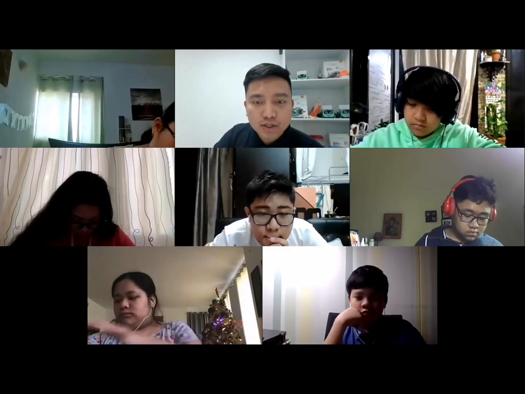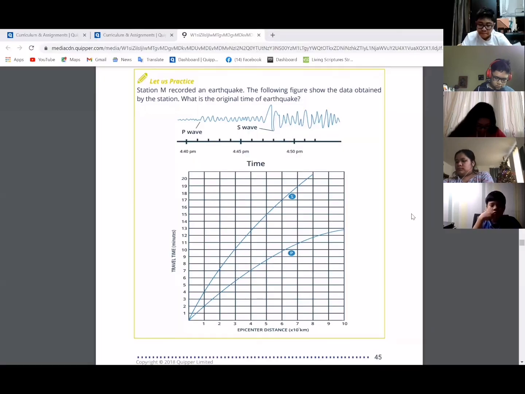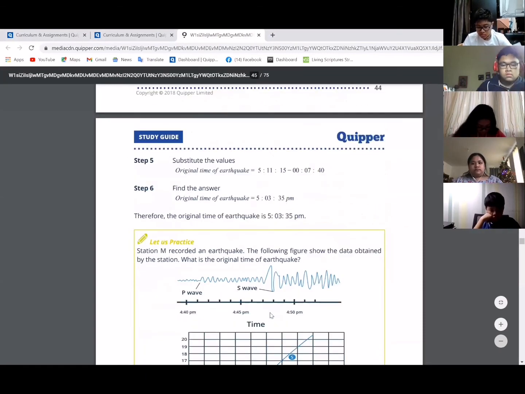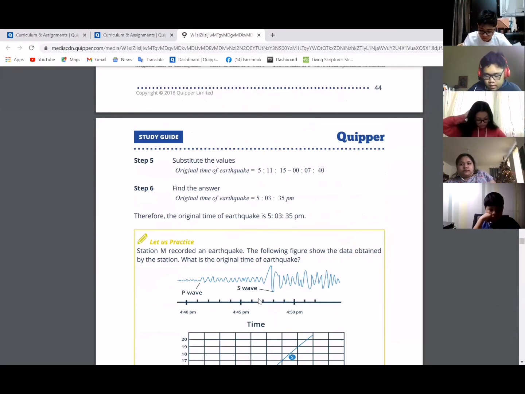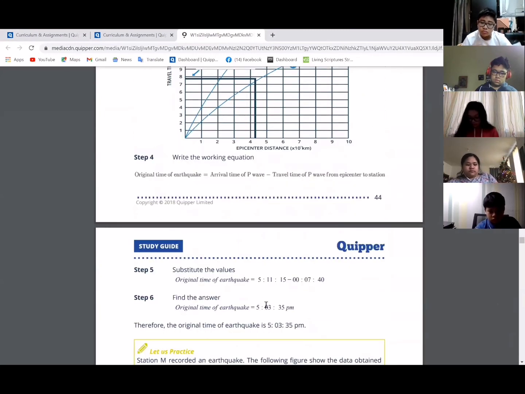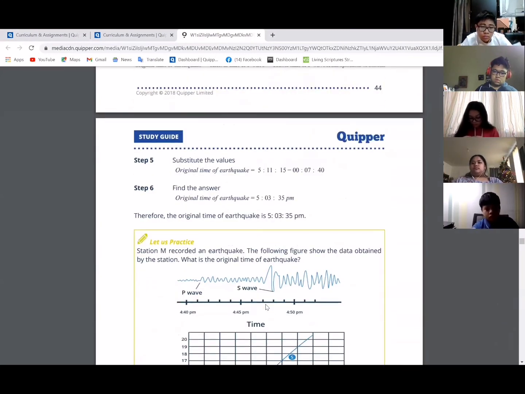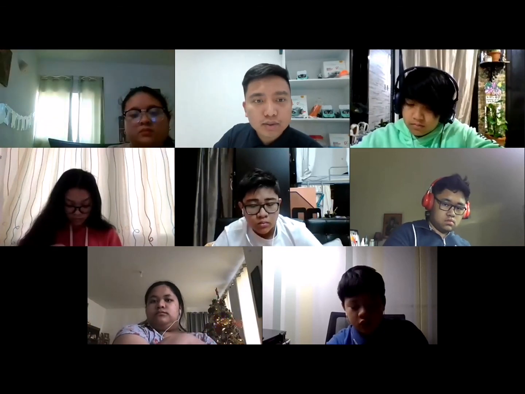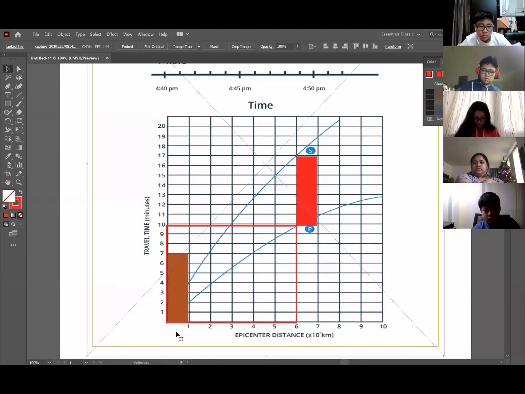Now, what does it say to do? Let's go back here. Okay, find the answer for the original time of the earthquake. So what is our time from earlier? We'll just subtract it. The 5:11 and 15 is not it. It's 4 hours and 41 minutes, and let's say 5 seconds, minus the travel time from earlier. Okay, minus this one, 9 minutes and 50 seconds.